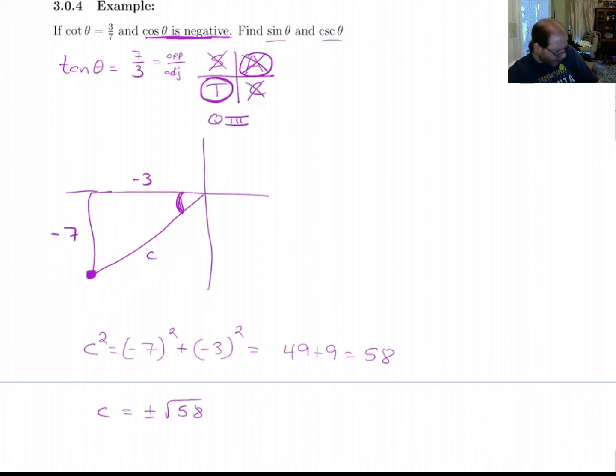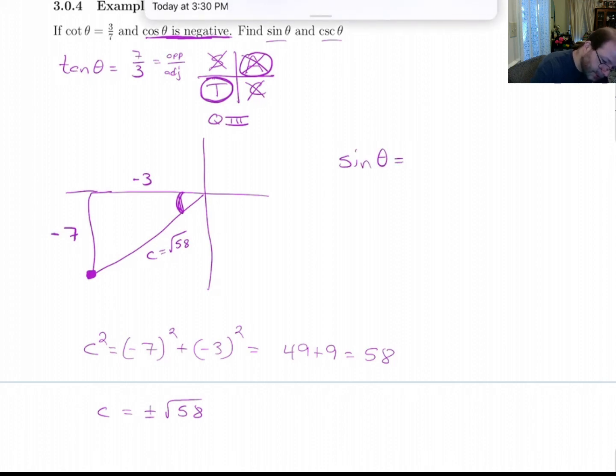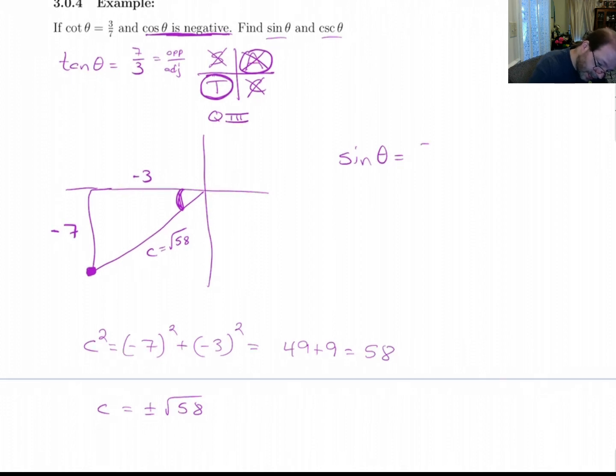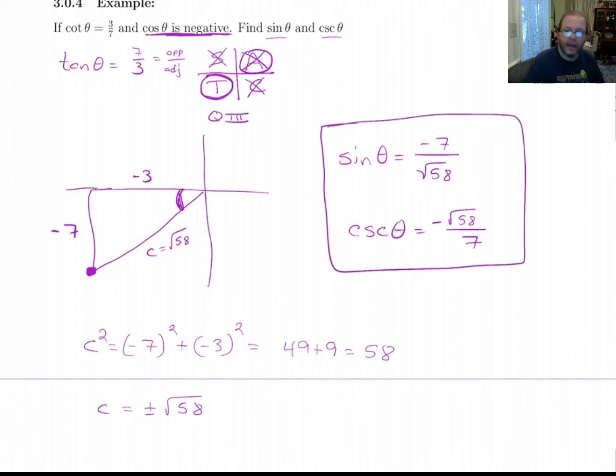So let's see, 58. Can we simplify that at all? I don't think so. 58 divided by 2 is 29, so no, we can't simplify that. So c is just square root of 58. So the sine of theta is going to be opposite over hypotenuse. So that's going to be negative 7 over root 58. And cosecant theta is just the reciprocal of sine, so that's root 58 over 7. And it doesn't matter if we put the negative on top or bottom. So that's this problem.